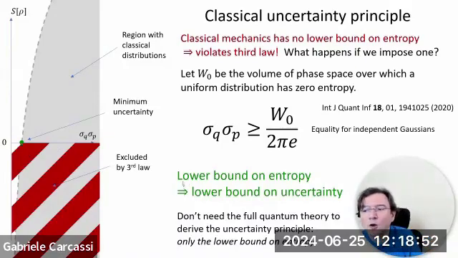And so the point is that a lower bound on entropy gives us a lower bound on the uncertainty, even in classical mechanics. So we don't need the full quantum theory to derive an uncertainty principle. We just need to assume a lower bound on the entropy.